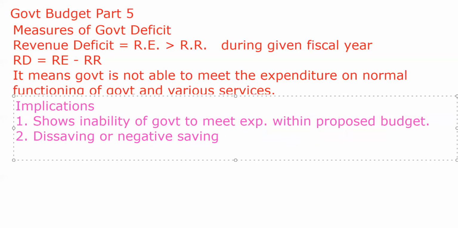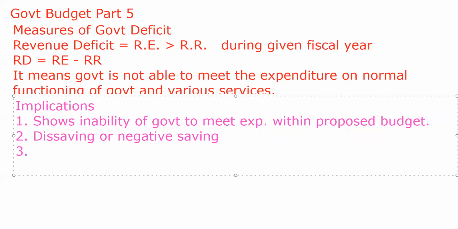So it implies that the government is dissaving more in the economy. Government is using the finance which has already been saved in the economy. So the negative saving is taking place.